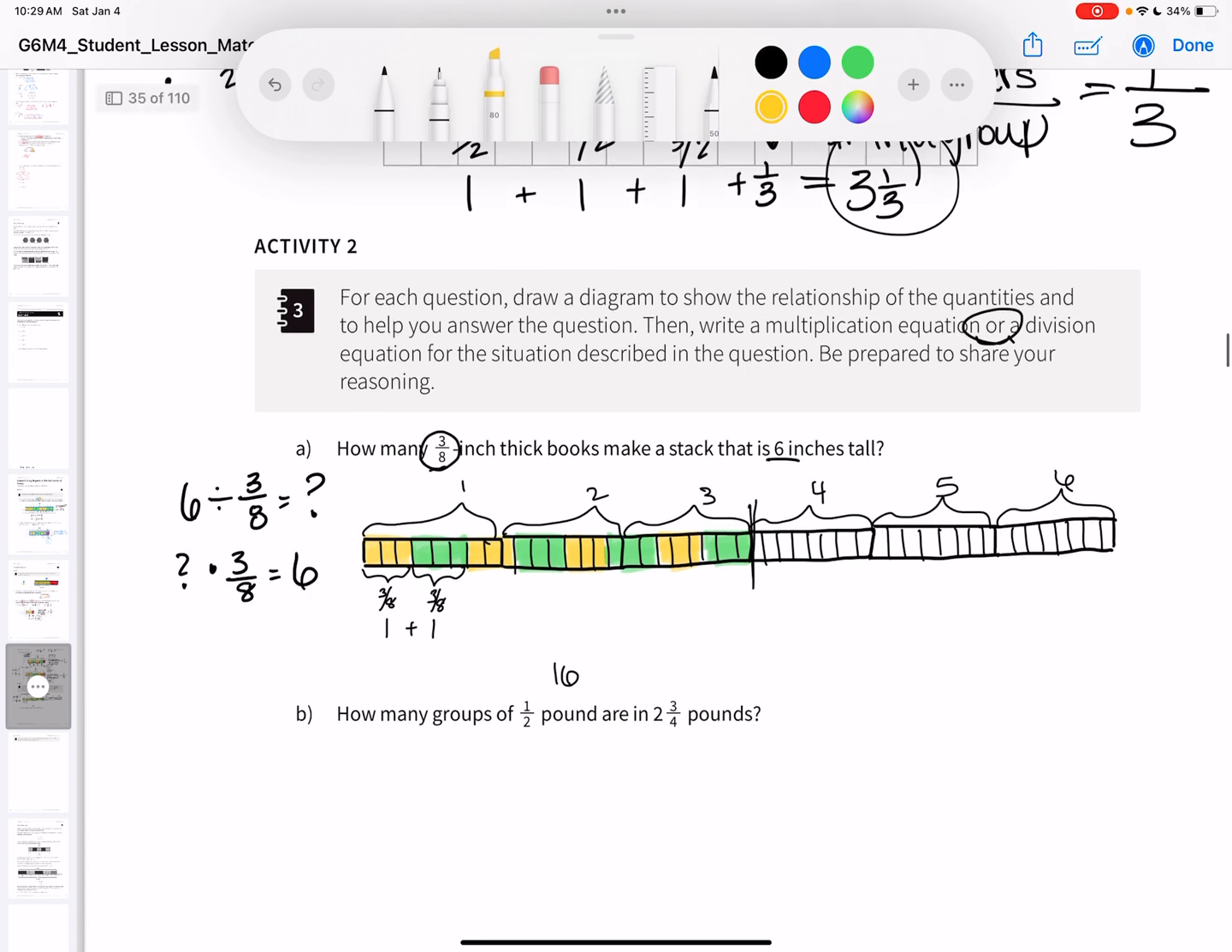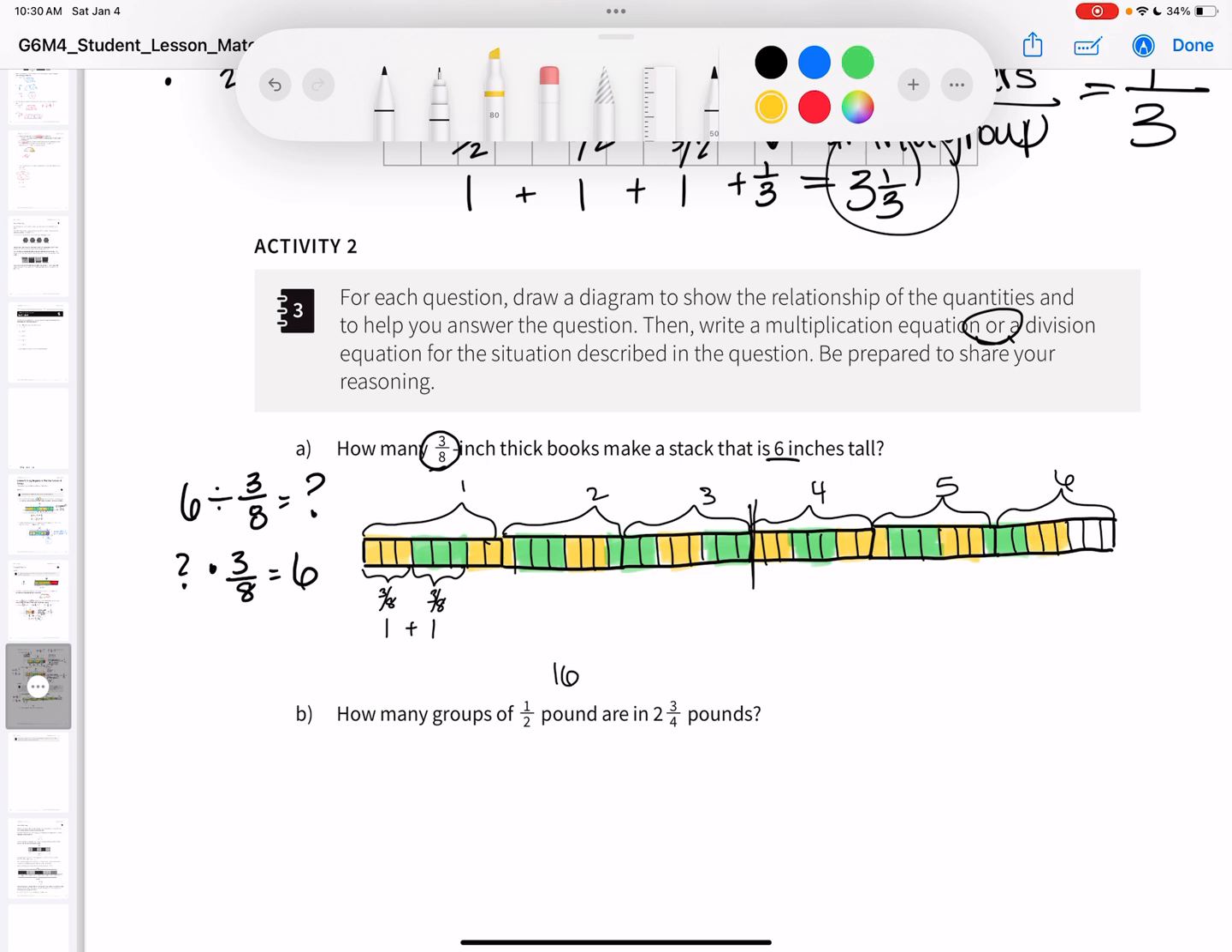Okay, here we go. 1, 2, 3. And again, 1, 2, 3, for each group.